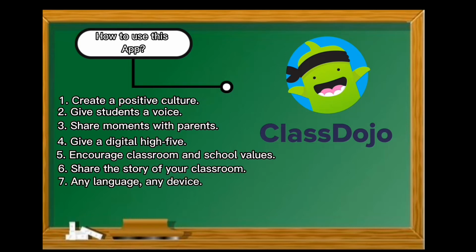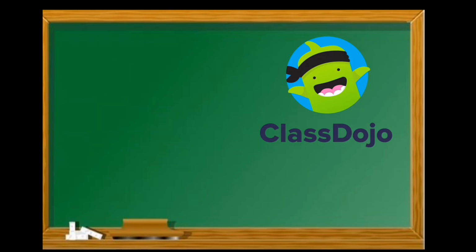Number 7, any language and any device. Parents can translate all posts into their preferred language using any smartphone with just one tap. And number 8, instant private messaging. Teachers and parents can privately message each other and there is no need to exchange phone numbers.